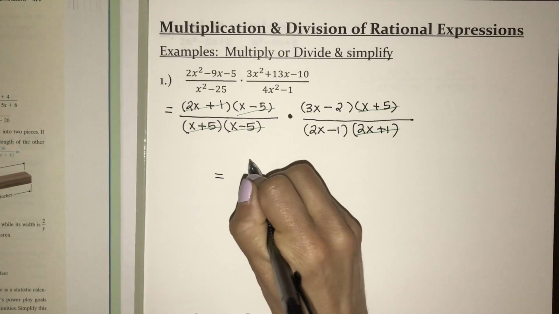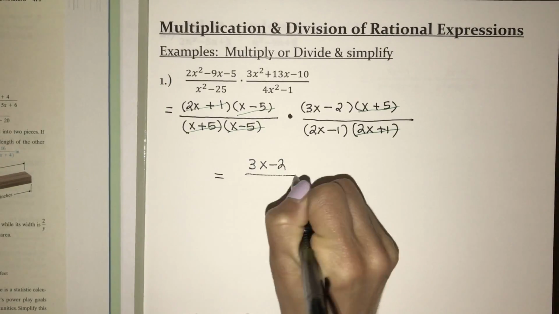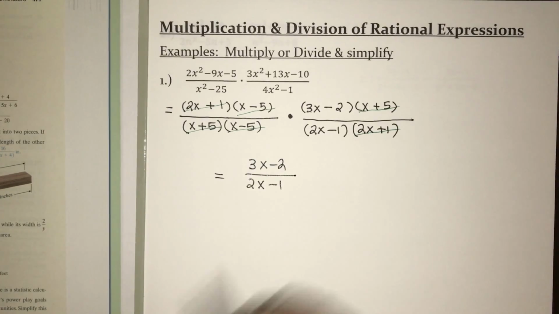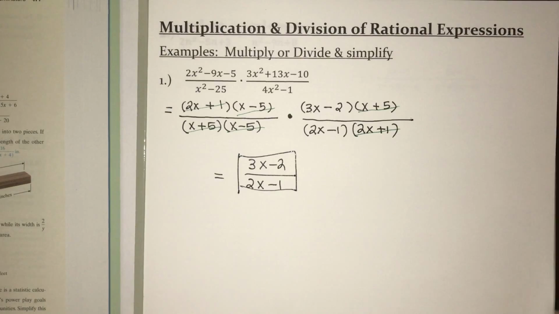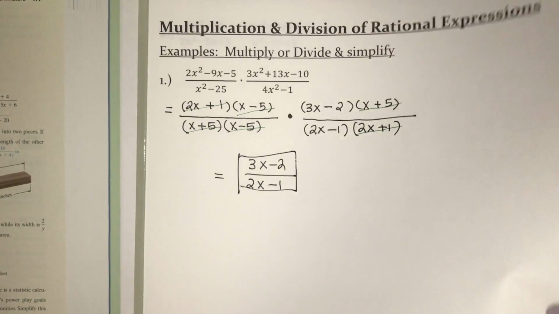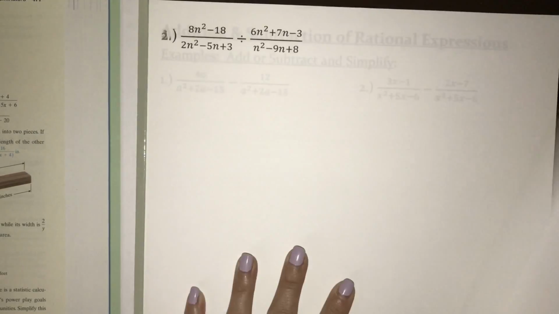So our answer here would be 3x minus 2 over 2x minus 1. We cannot reduce this anymore. This will be your final answer. Let's take a look at one more example for division.